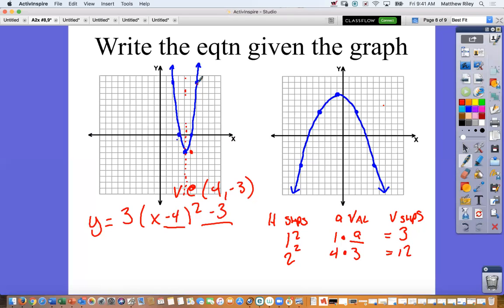It's pretty easy if your a value is 1 or if it's a stretch. You're going to have to do some math if it's a shrink. So I want you guys to take about a minute and see if you can do the second one on your own.